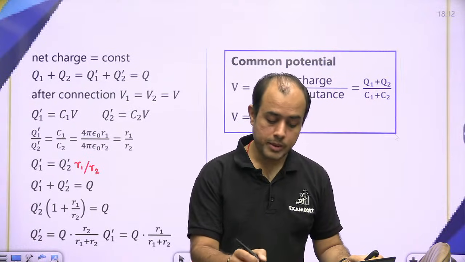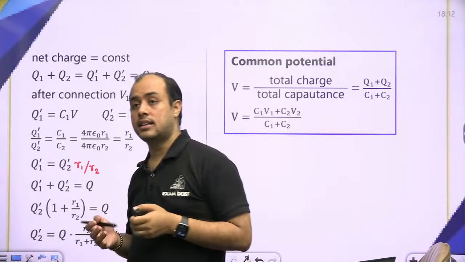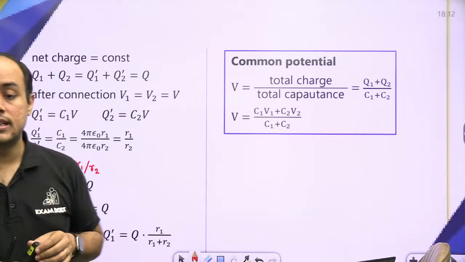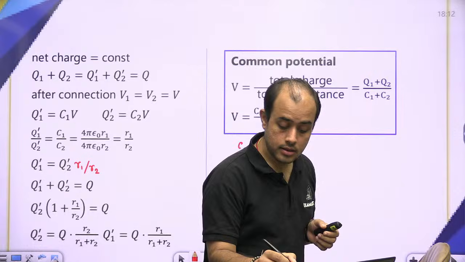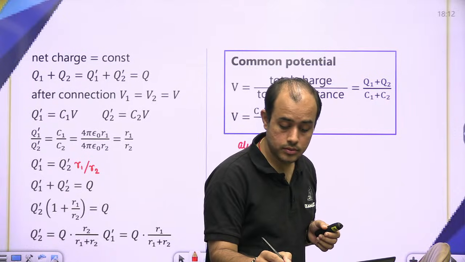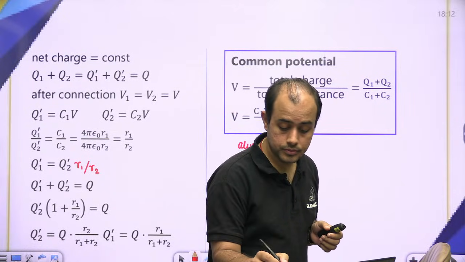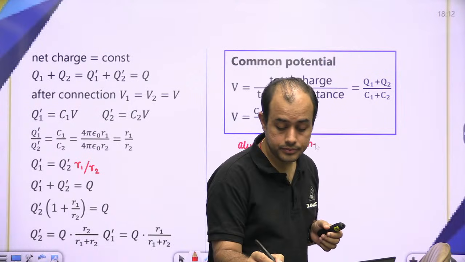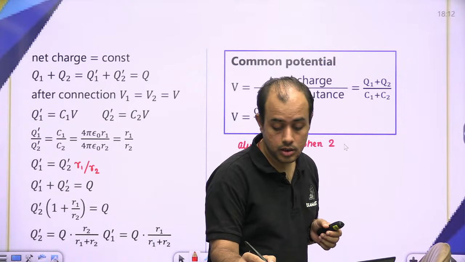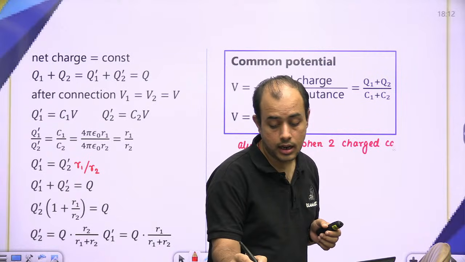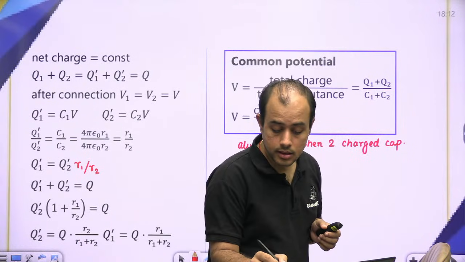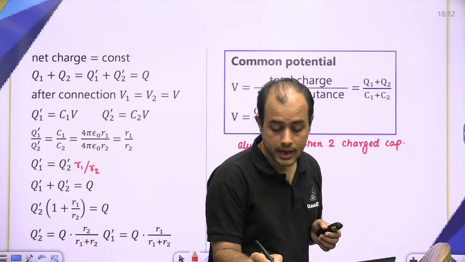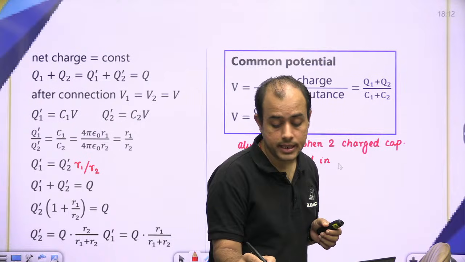So this is true beta whenever you connect two capacitors together in parallel. ठीक है. This is always true when two charged capacitors are connected in parallel. Why I am saying parallel? Because beta in parallel connection potential is same.